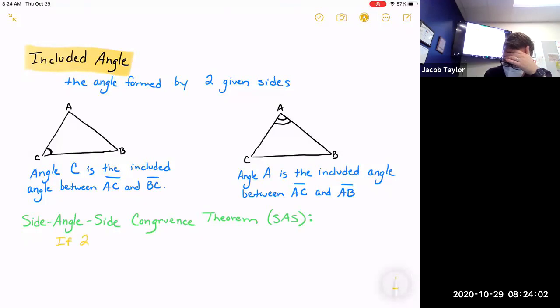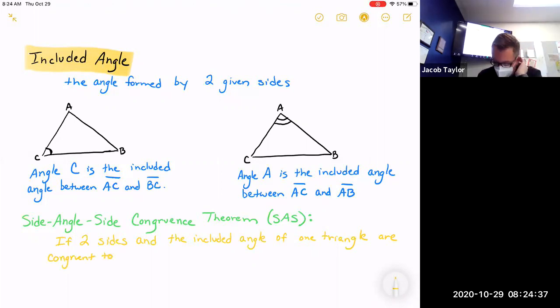If two sides and the included angle of one triangle are congruent to two sides and the included angle of another triangle, then the two triangles are congruent.